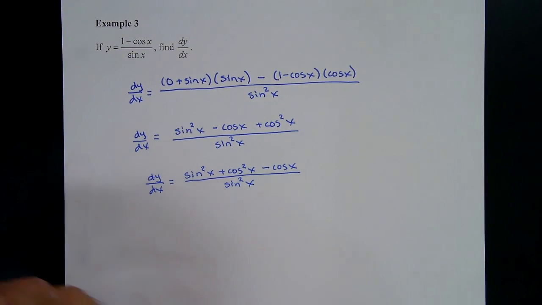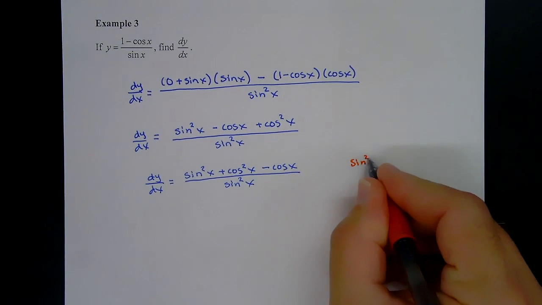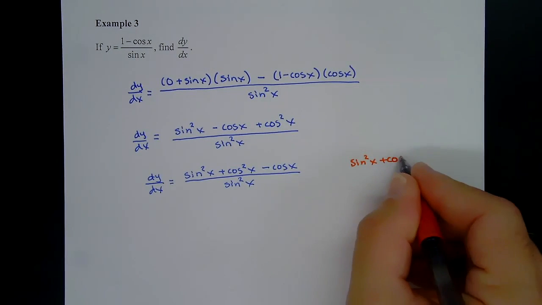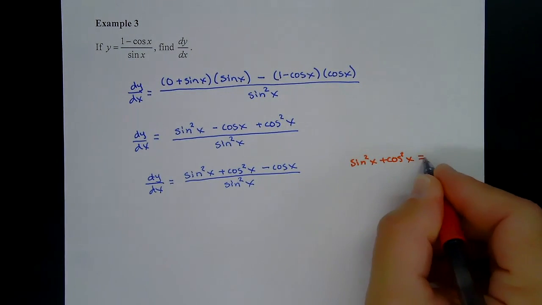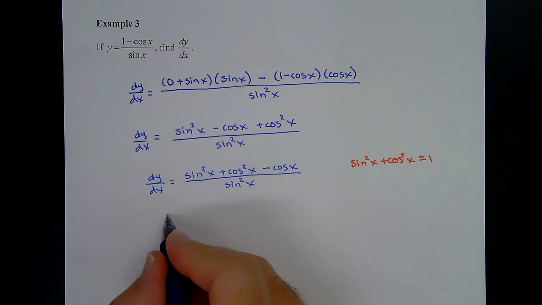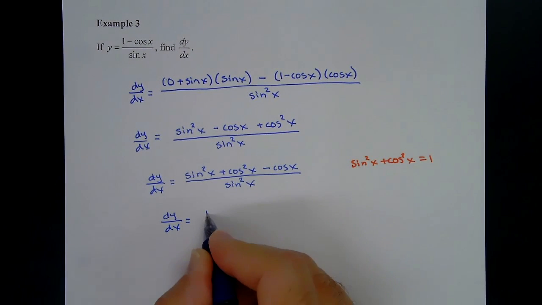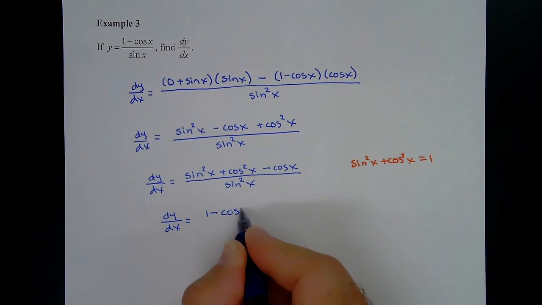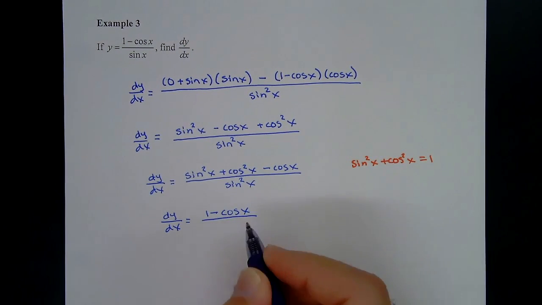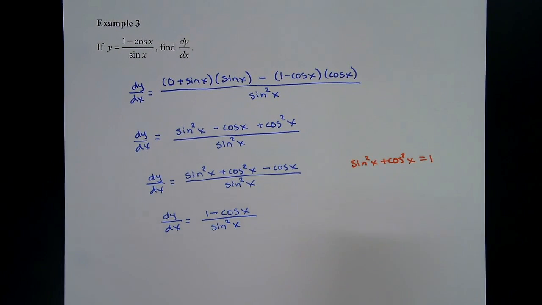And so sine squared x plus cosine squared x, we need to recognize that. See, if you don't have these trig identities memorized, you're not going to recognize them, and then you won't be able to do what you need to, okay? So this becomes 1. So dy over dx is equal to 1 minus cosine of x over sine squared x. So that's one version of the answer, okay?